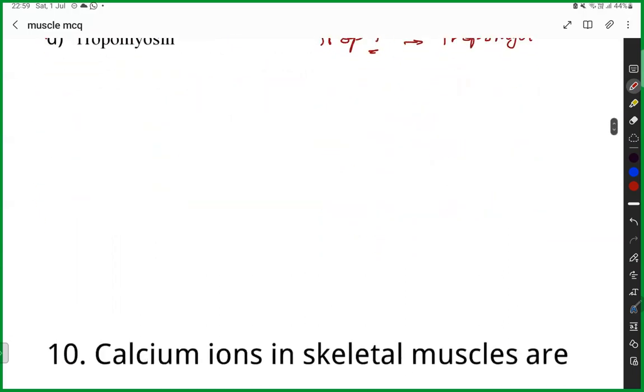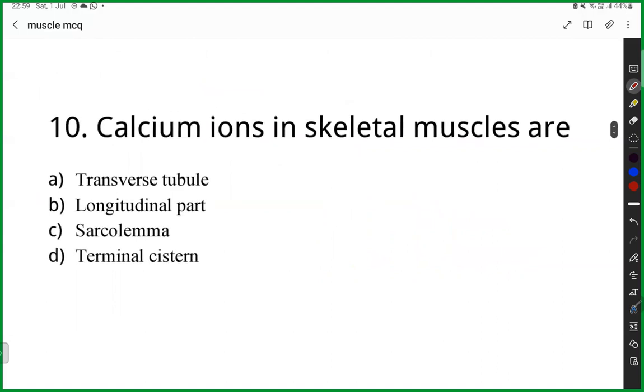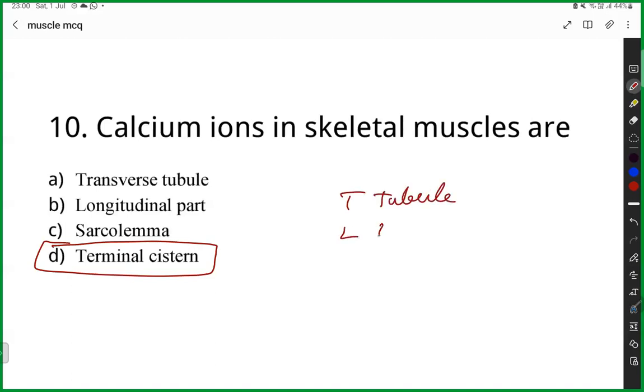Okay, next. Calcium ions in skeletal muscles are... very good question. So calcium ions in your skeletal muscles are going to be terminal cisterns. What is that? I'll tell you. You have a sarcotubular system in your muscle, namely T tubule, and you're going to have L tubule. The T tubules are present in the sarcolemma, that is the plasma membrane of your muscle, and L tubules are present on the sarcoplasmic reticulum.